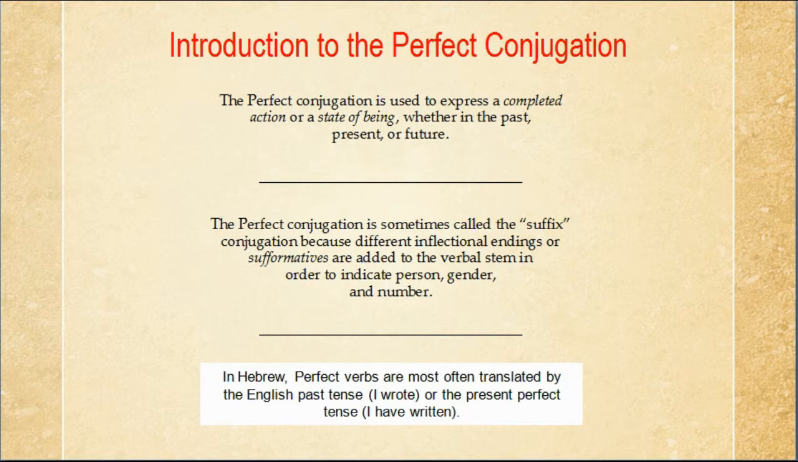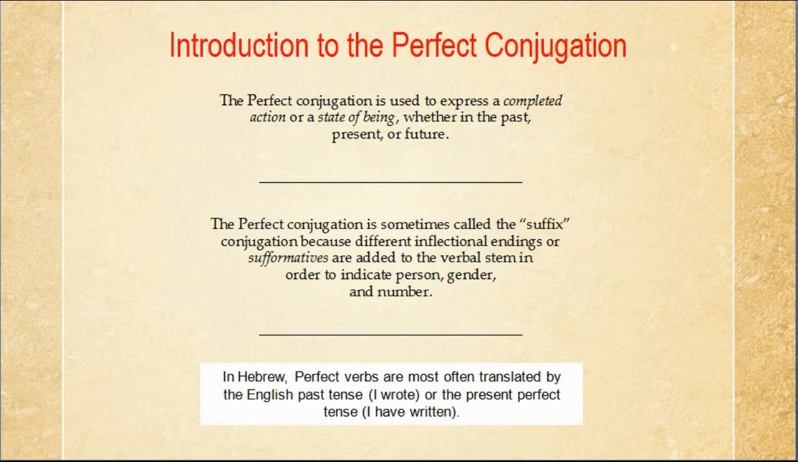So the perfect conjugation is sometimes called the suffix conjugation. We call them the suffixes, or endings. They could be different inflectional endings, or what the textbook calls suffixatives. They're added to the verbal stem in order to indicate the person, gender, and number. So remember, verbs have stems, and those endings being added on to the stem are the conjugations.